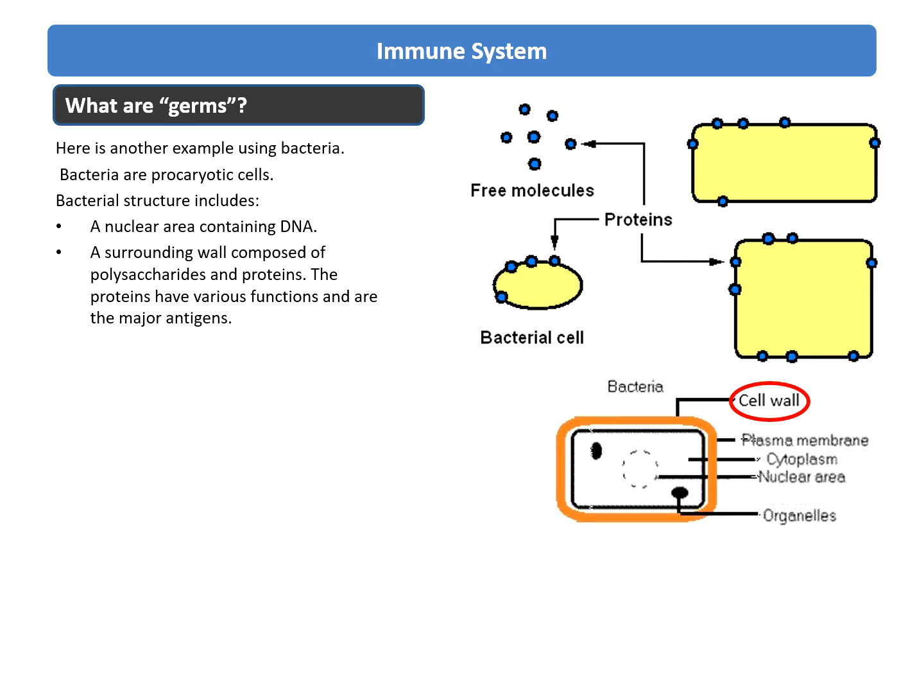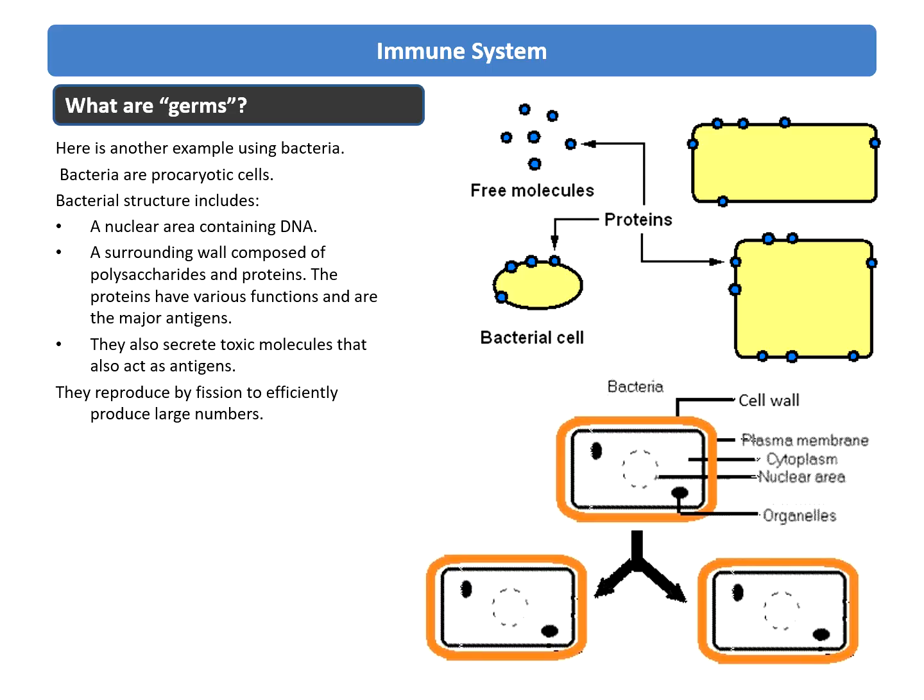The proteins have various functions and are the major antigens. They also secrete toxic molecules that act as antigens. They reproduce by fission, so efficiently produce great numbers. A test for bacterial infection would be to look for bacterial proteins, the antigens. This would indicate an existing infection.